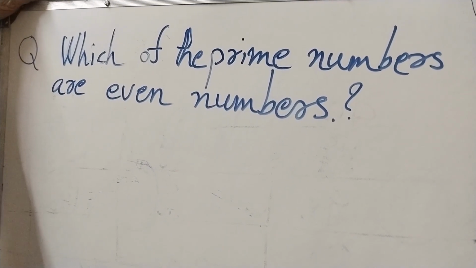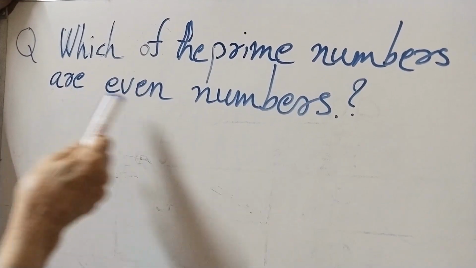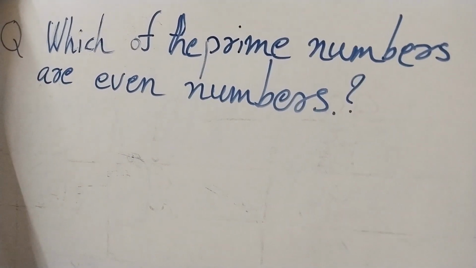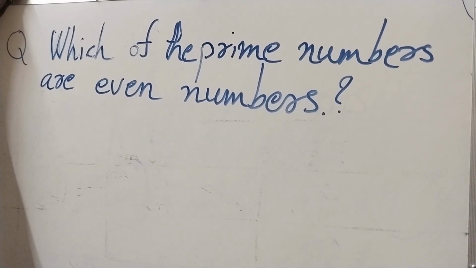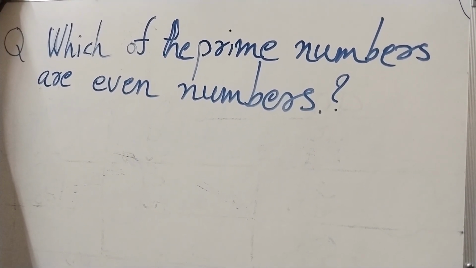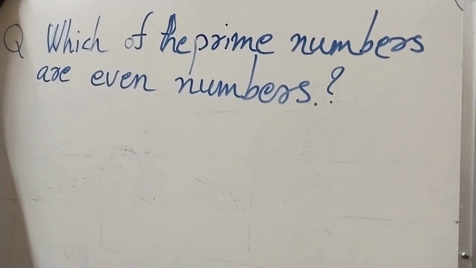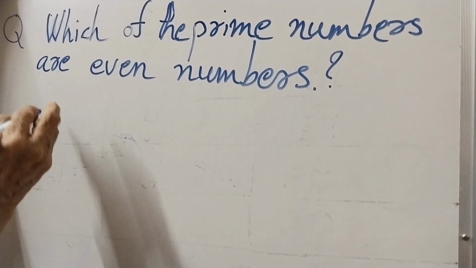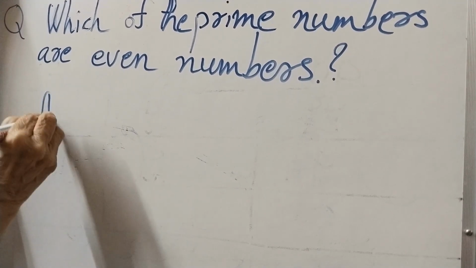The question is, which of the prime numbers are even numbers? We know that only the even number 2 is a prime number. The rest of the even numbers are not prime numbers. So we have to write the answer 2.